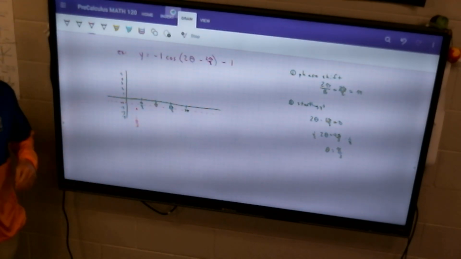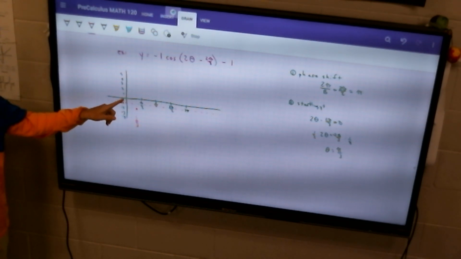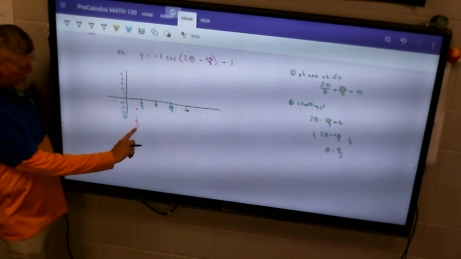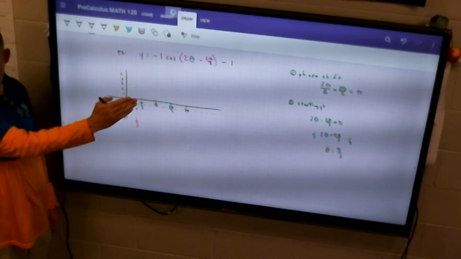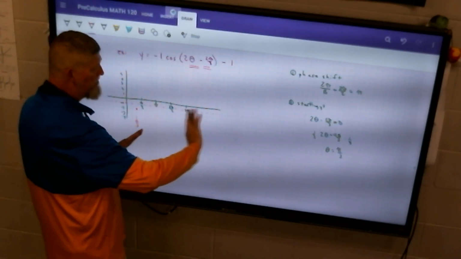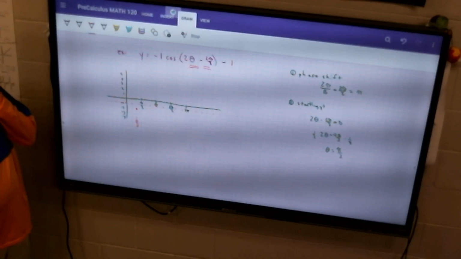Why is my starting point not on the 0? Because it's at pi over 3. It's been shifted. Remember what this does: this expression shifts it to the right. So my starting point is no longer at the axis. Good question. And also it's cosine, so it doesn't start on the 0.